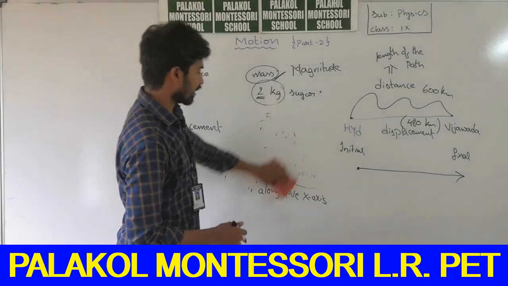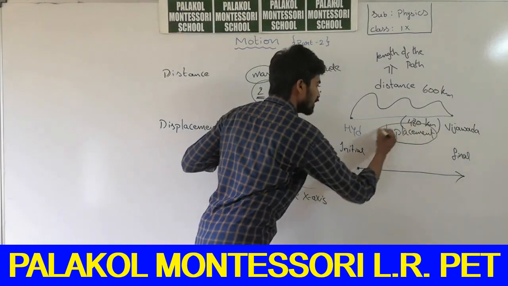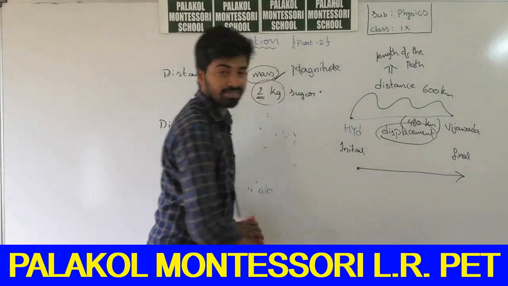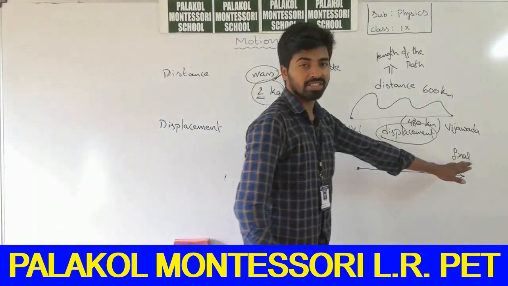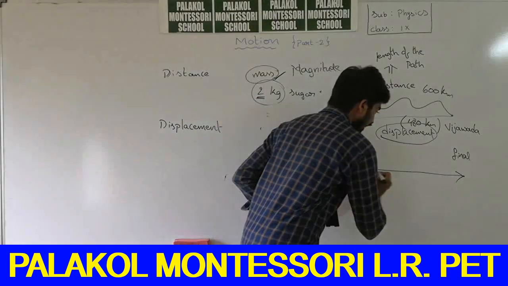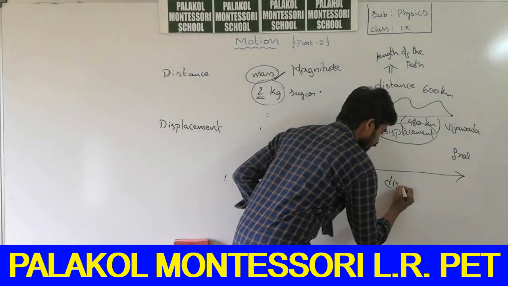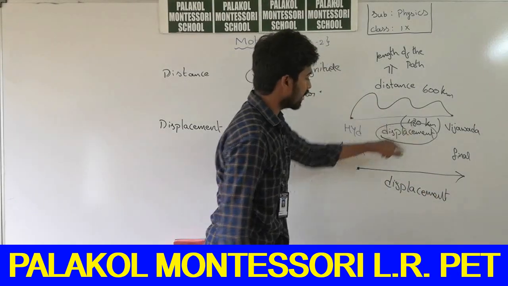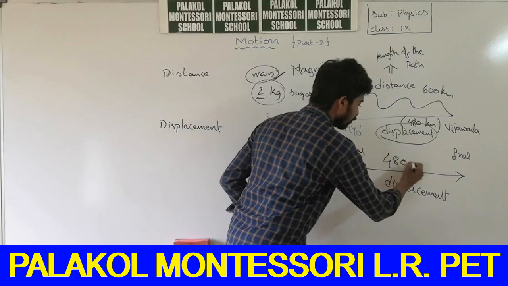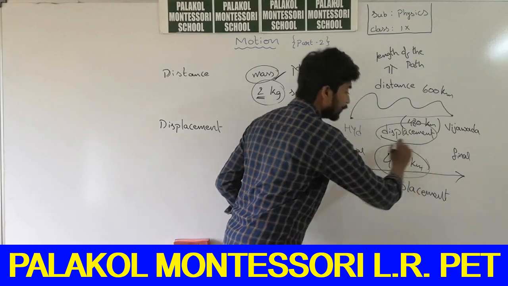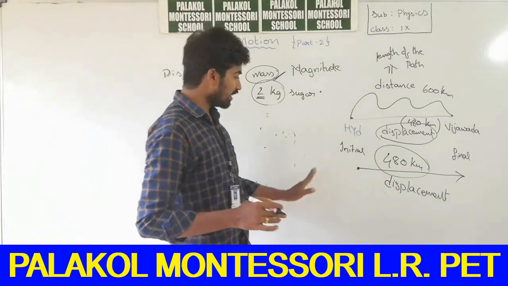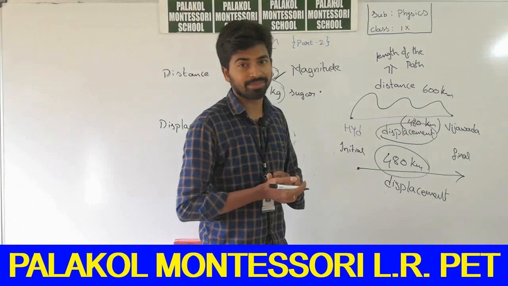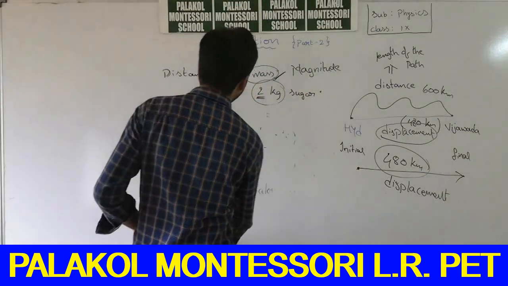So, here displacement goes from initial position to final position. So, it has some direction. This is the initial one, this is the final one. Then what is the direction? This is the direction of the displacement. In the previous example, we took the displacement as 480 kilometers. This is the magnitude. Magnitude means value, and it has some direction. So, displacement has magnitude and direction, and hence displacement is a vector quantity.